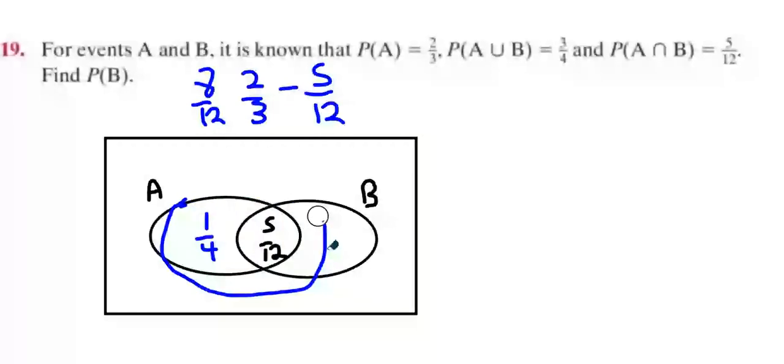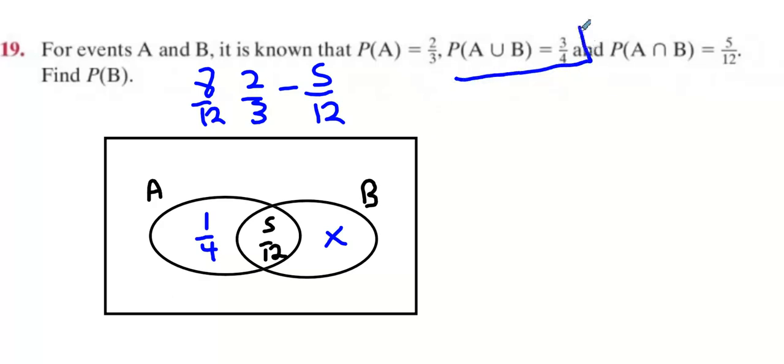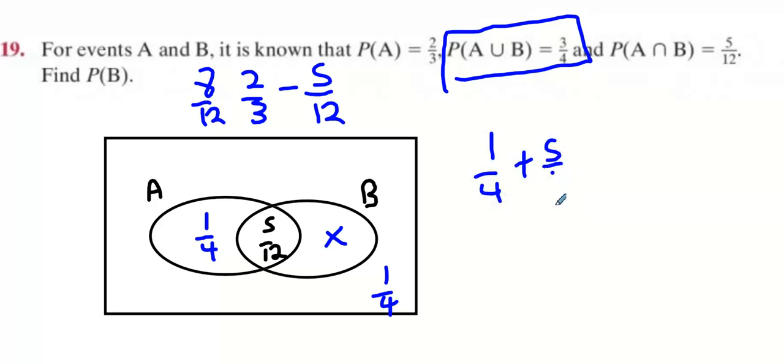Next thing, I'm looking at the probability of B. I don't know this region here, do I? But what do I know? So if the whole thing's 3/4, that means 1/4 is on the outside. So I'm going to add a quarter plus 5/12. A quarter plus 5/12 plus x is 3/4. Agreed?